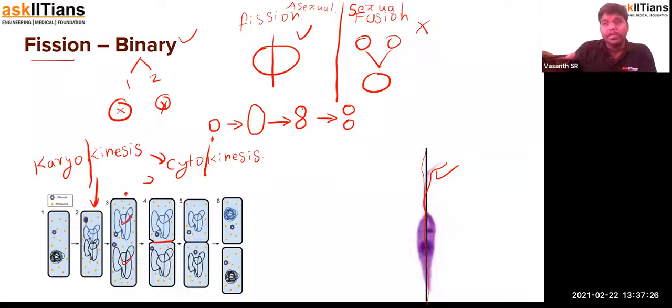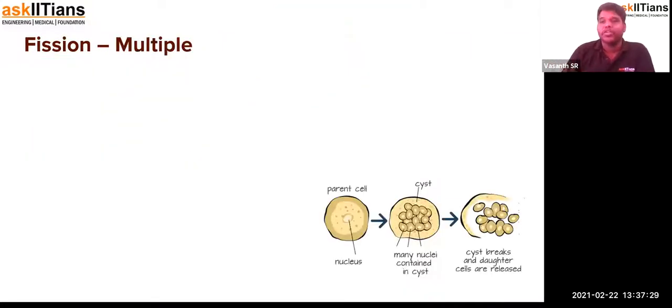Now, the second part of fission is going to be multiple fission. Where I told you what fission is. Fission is division. One divides to two, right? That is binary. So what if one divides into many cells? That's multiple fission. One cell divides to form many other cells. These cells will be responsible for the process of reproduction.